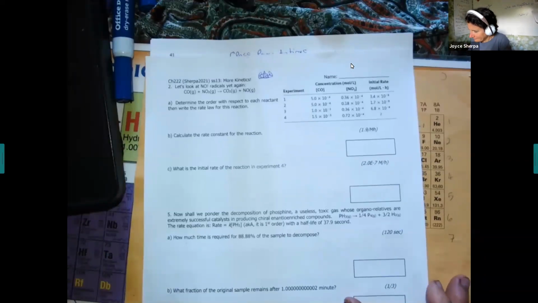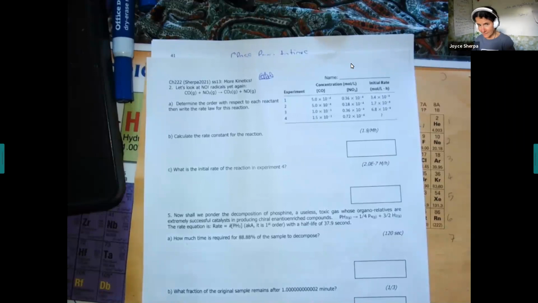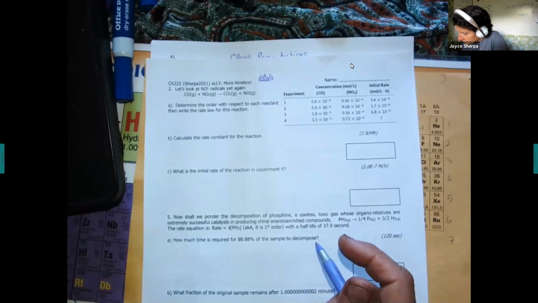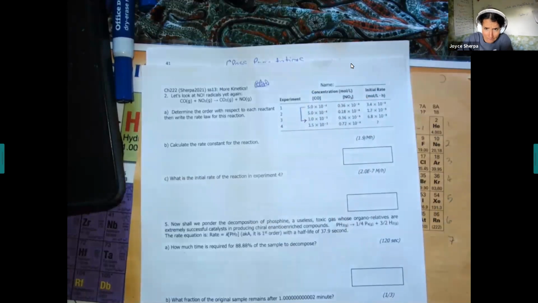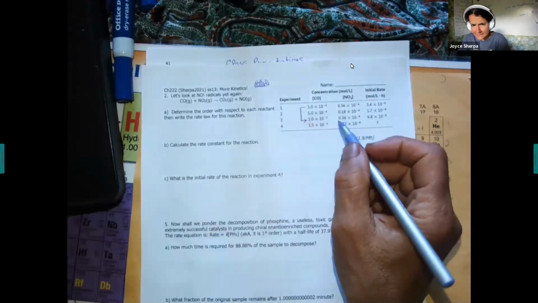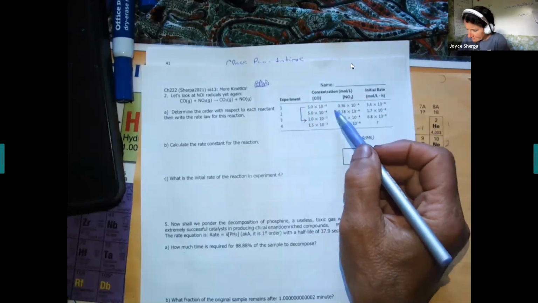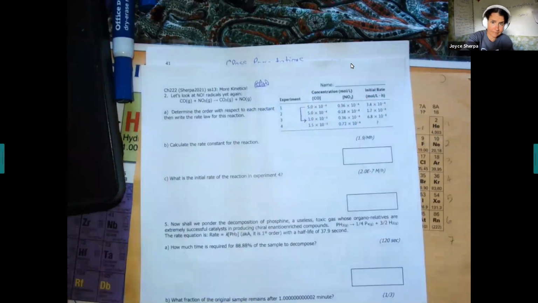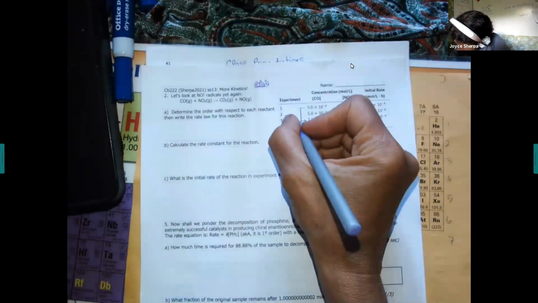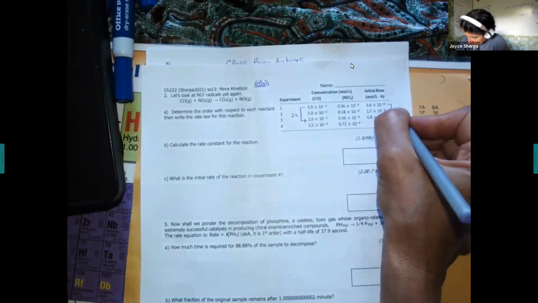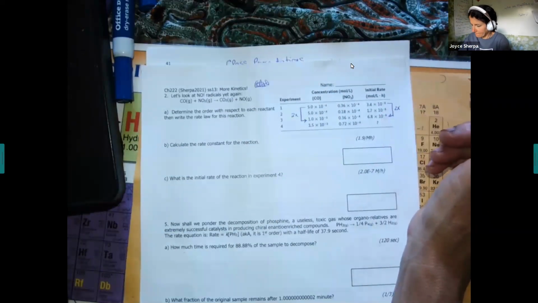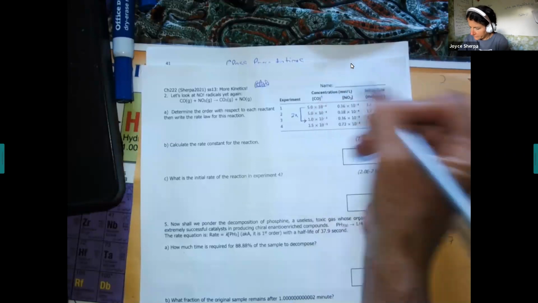All right, so these charts hopefully are becoming a little bit better. And so to figure out for CO, we'd want to compare 1 to 3. You need to be careful on this one because of the exponent. So this is doubling. So when we doubled CO, the rate did double. So that would mean it's first order for the CO.